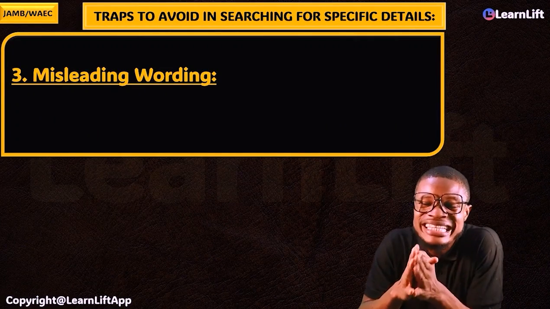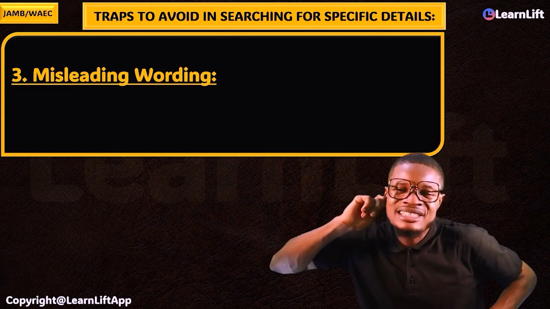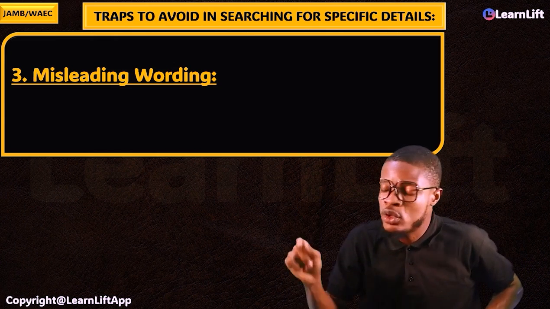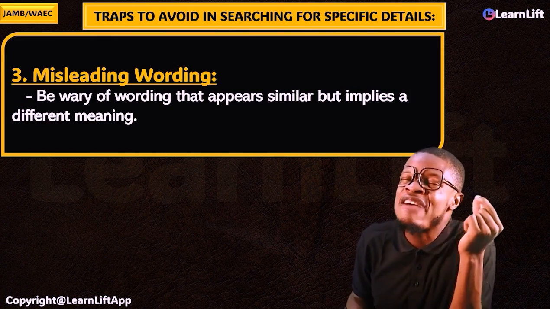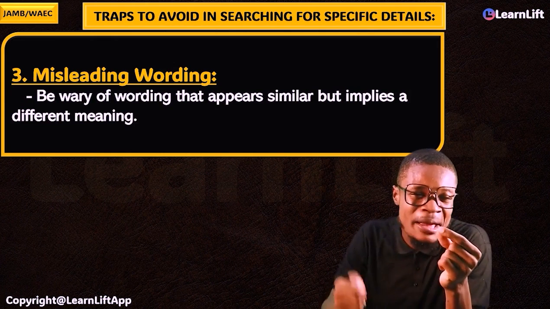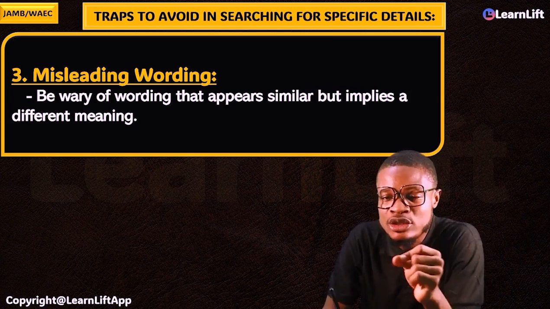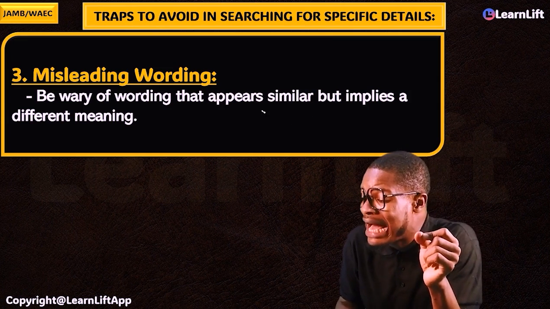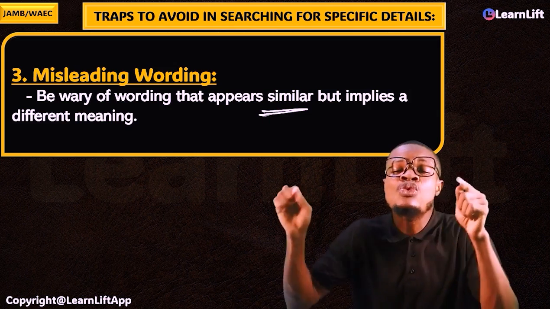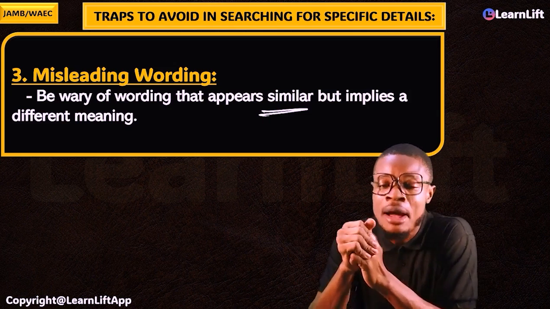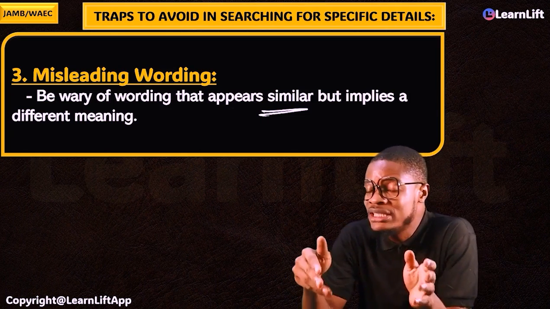Number three is called misleading words. Yes, so misleading words, they are traps that you must avoid when you are searching for specific details. And don't forget, be careful of words that tend to mislead you, because they may appear similar, but their meaning is totally different. That's why we say be wary of words that appear similar but imply a different meaning. What the word is saying is different. The meaning is different.